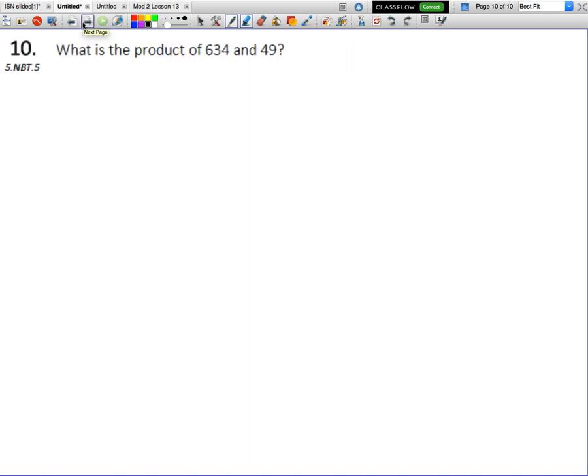And the last one, what is the product of 634 and 49? That means that we have to multiply. So here we go. Doing 634 times 9 first. 9 times 4 is 36. Carry my 3. 3 times 9 is 27. Plus 3 more is 30. Carry my 3. 6 times 9 is 54. Plus 3 more is 57. Cross those out to know I've used them.